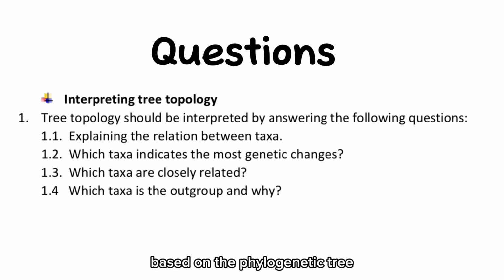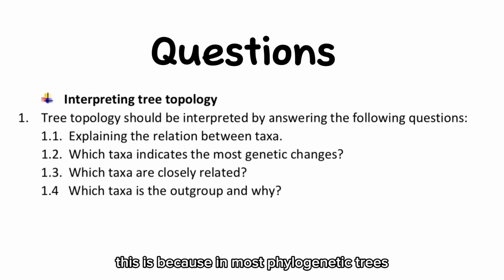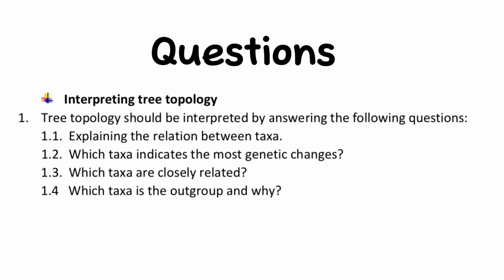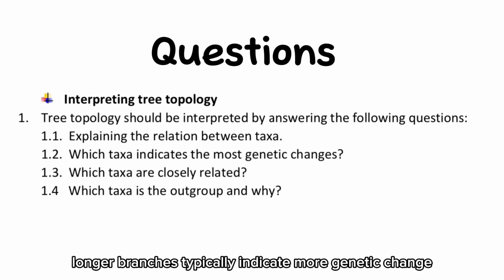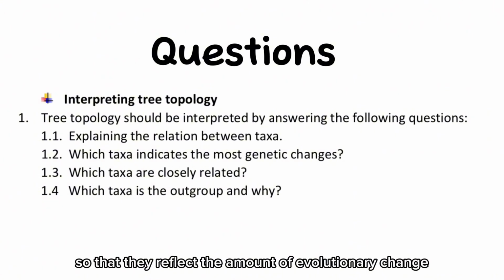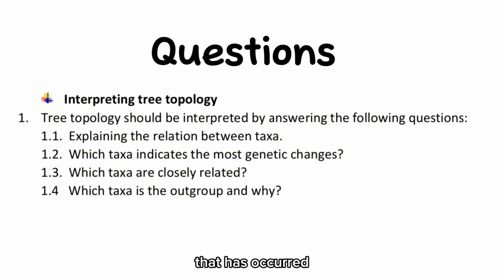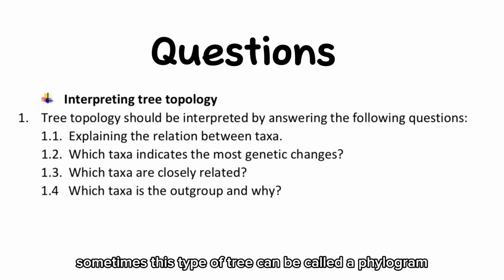Based on the phylogenetic tree given, species Z has the most genetic changes. This is because, in most phylogenetic trees, branch lengths are proportional to the amount of genetic change. Longer branches typically indicate more genetic change. As stated in the Digital Atlas of Ancient Life 2017, branches on a tree are scaled so that they reflect the amount of evolutionary change that has occurred. In this type of diagram, branch lengths will differ, and taxa will not be aligned at the branch tips. Sometimes, this type of tree is called a phylogram.